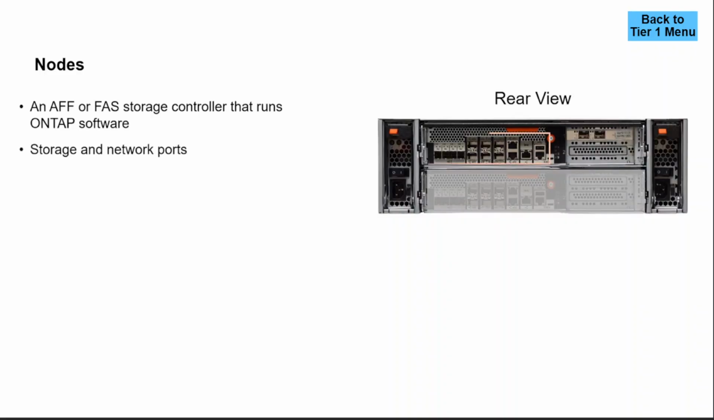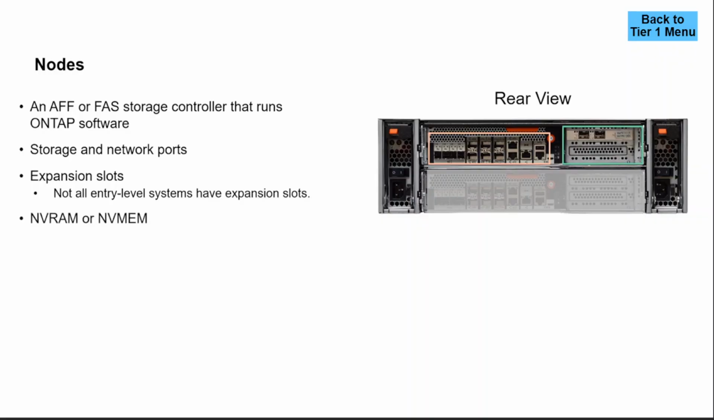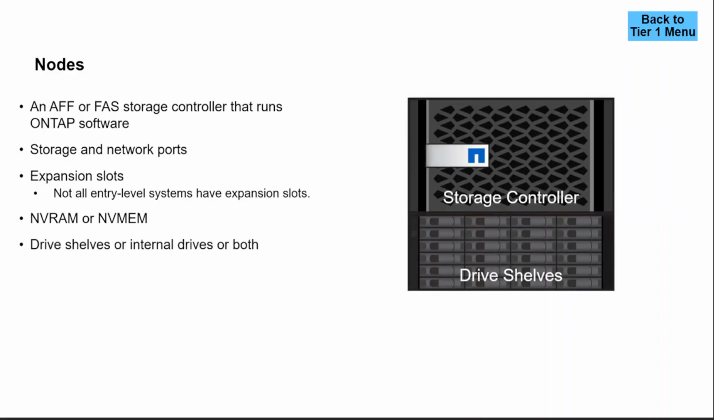An AFF or FAS node consists of storage and network ports. Depending on the model, the node might also have expansion slots for adding storage and network expansion cards. The node also has non-volatile RAM or memory for storing write data until the data is written to the drives. Data is stored on internal drives, external drives, or a combination of both.